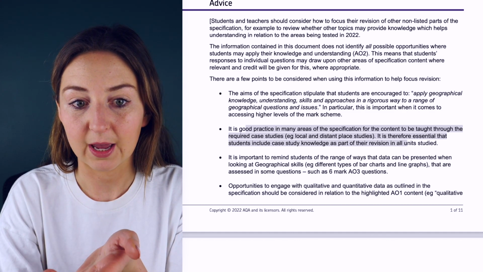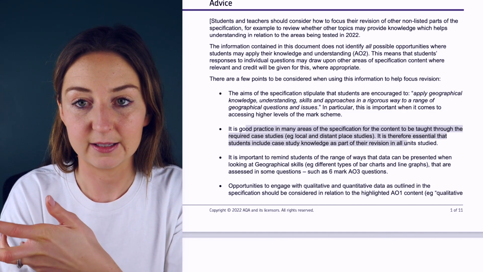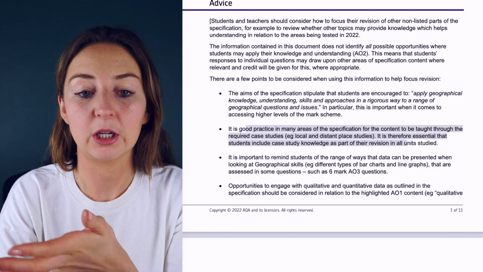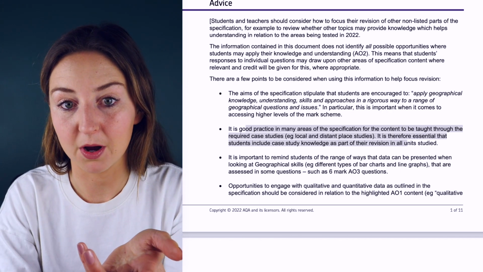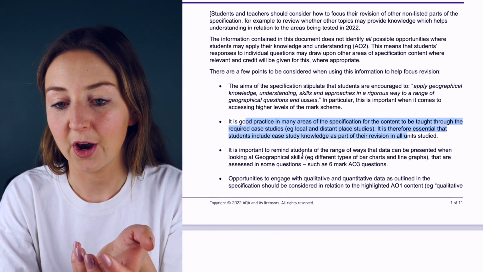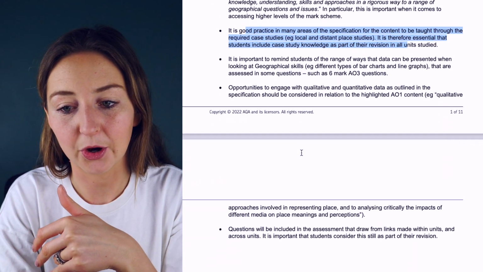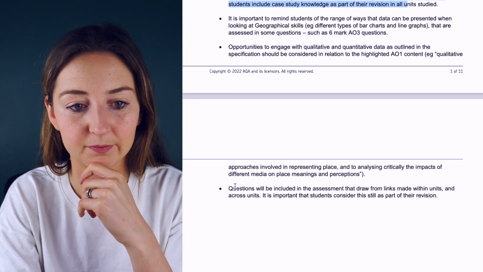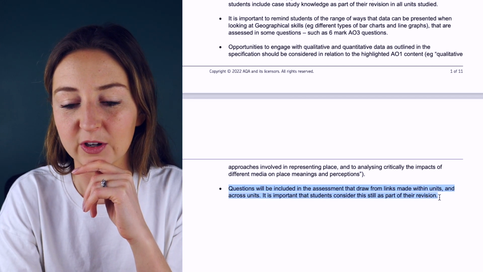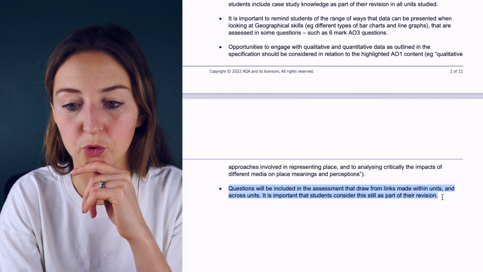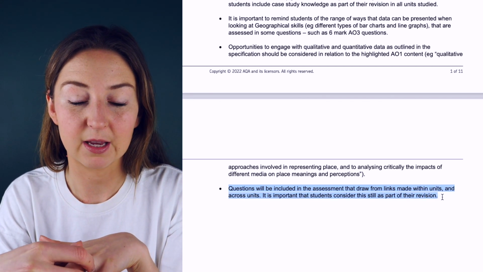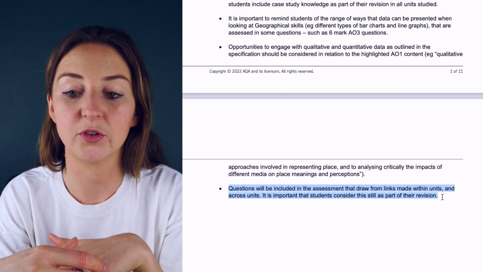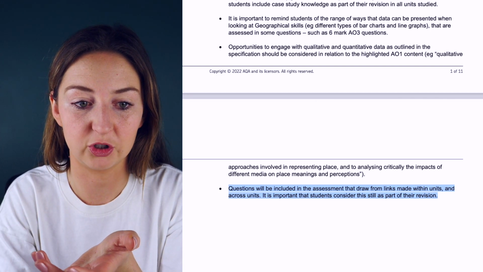And remember, you also get marks for knowledge and understanding of places and environments. So including examples can support you in gaining higher marks. And finally, this is about data, we'll go through that in a bit as well. It says, questions will be included in the assessment that draw from links made within units and across units. And so students should still consider this as part of their revision.